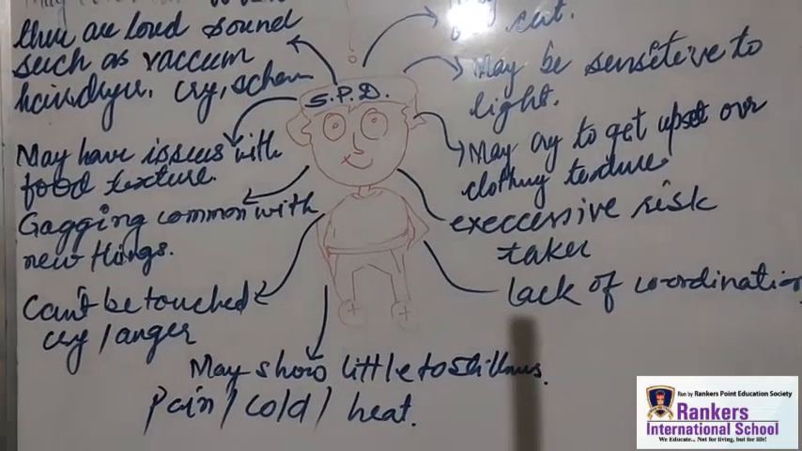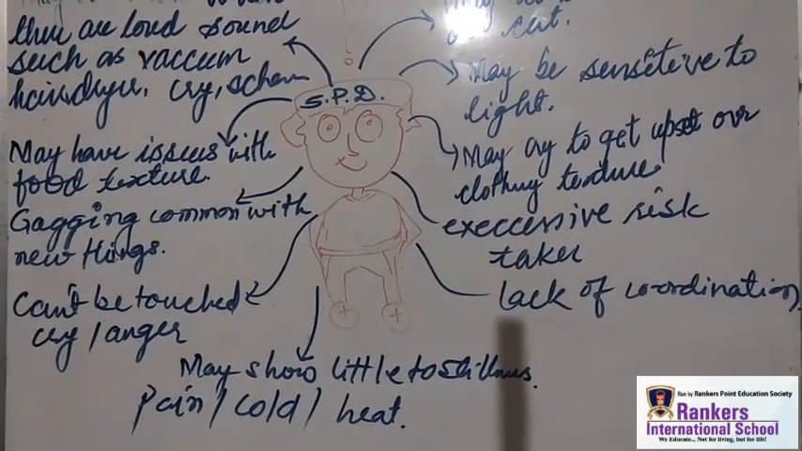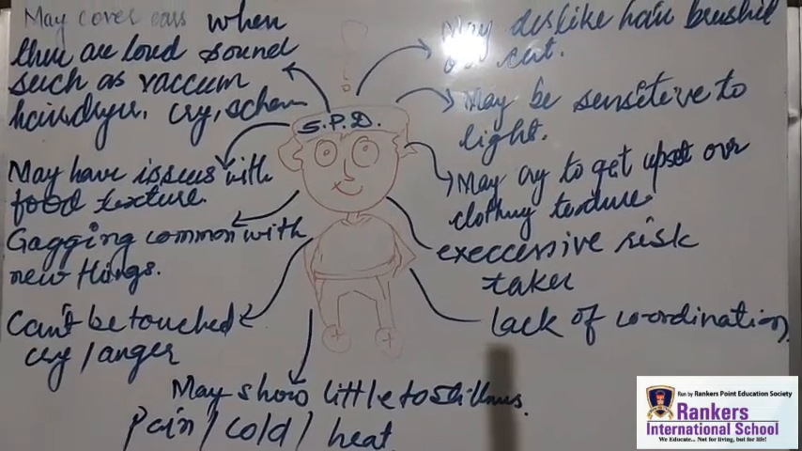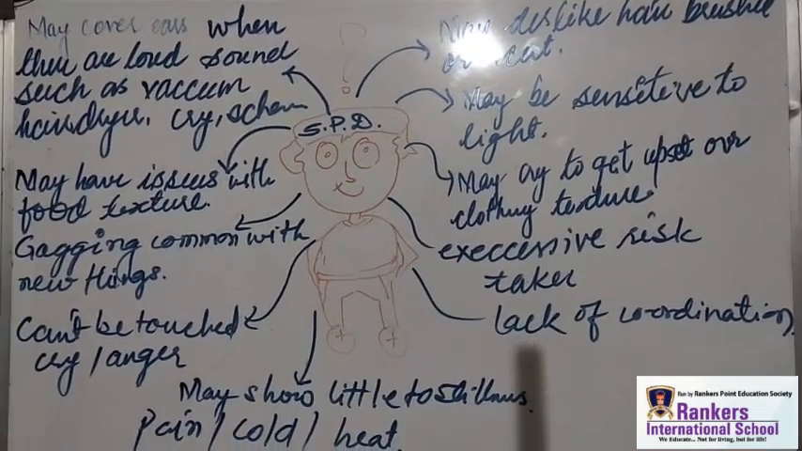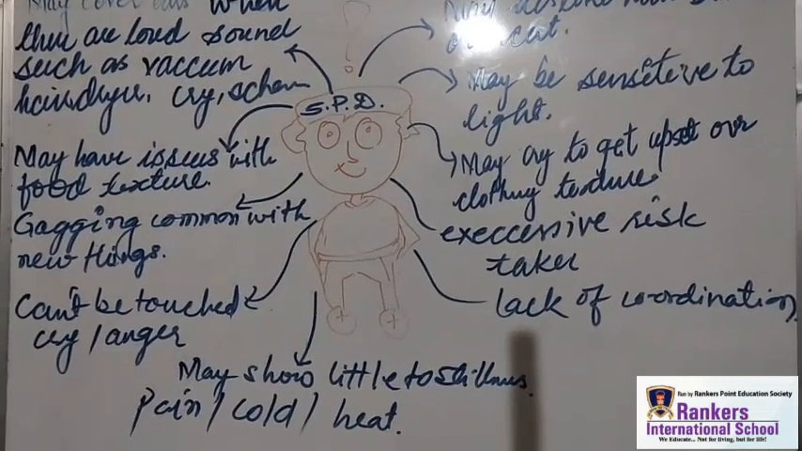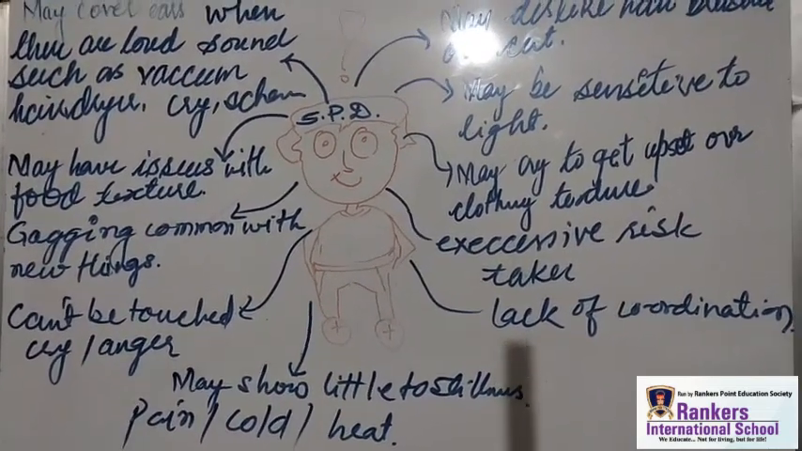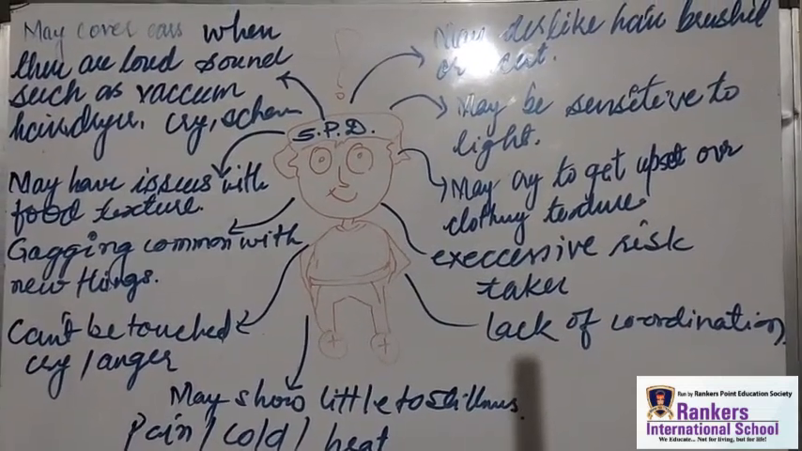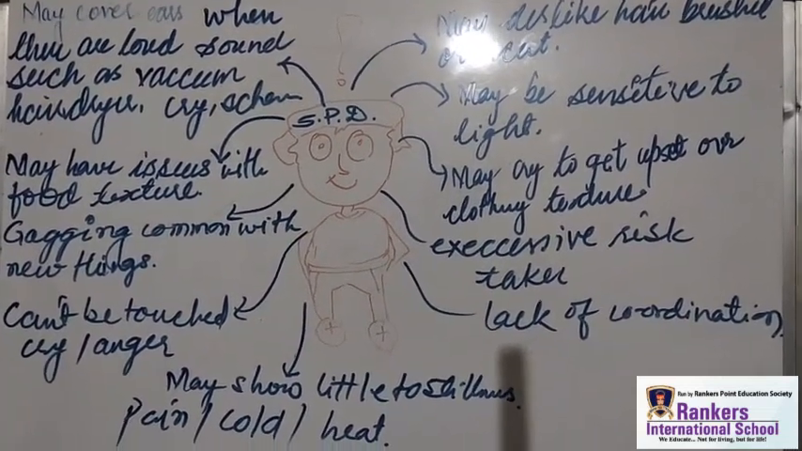To overcome this, one should go for counseling. There should be a lot of therapies, and it should be handled at a normal stage, so that it doesn't become severe and can be handled properly. So students, I hope you have understood today's topic. It is very easy and it's a 5 marks question. Go through this.